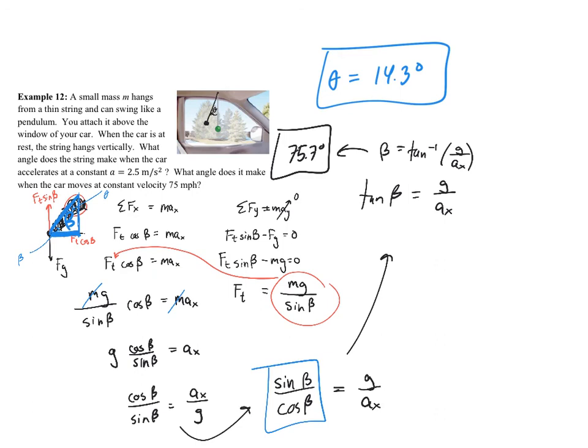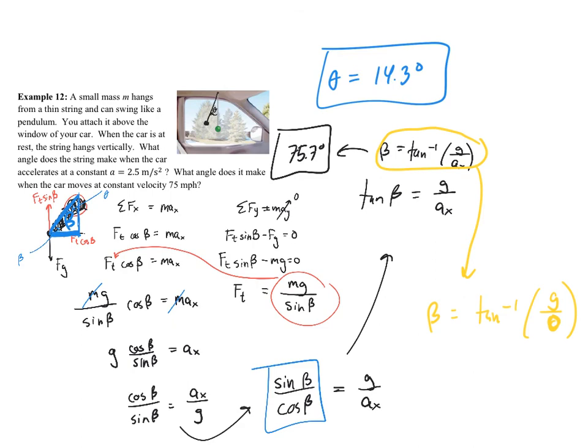The last part says, what angle does it make if the car is moving at a constant velocity? That problem becomes tricky at first, but it's really not that bad. If it's a constant velocity, we go back to this part right here, and it says that beta would equal tangent inverse of g over 0. And why am I putting a 0 there? Because that's acceleration, and a constant velocity means acceleration is 0.